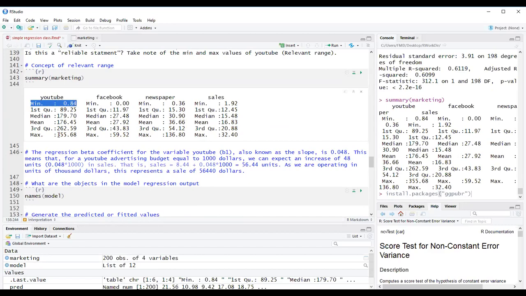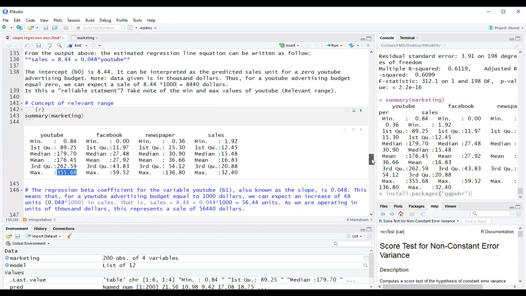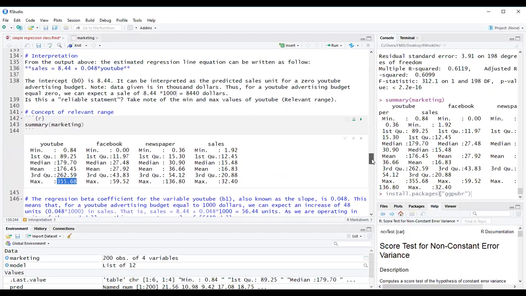0.84. What's the maximum? 355.68. Okay, question. What value of YouTube budget are we using to predict sales? It's 0. Why? Because for the intercept, how do we interpret the intercept? The intercept is the value of your dependent variable sales when your independent variable YouTube is equal to 0. Okay? So in order to answer this question, is this a reliable statement?